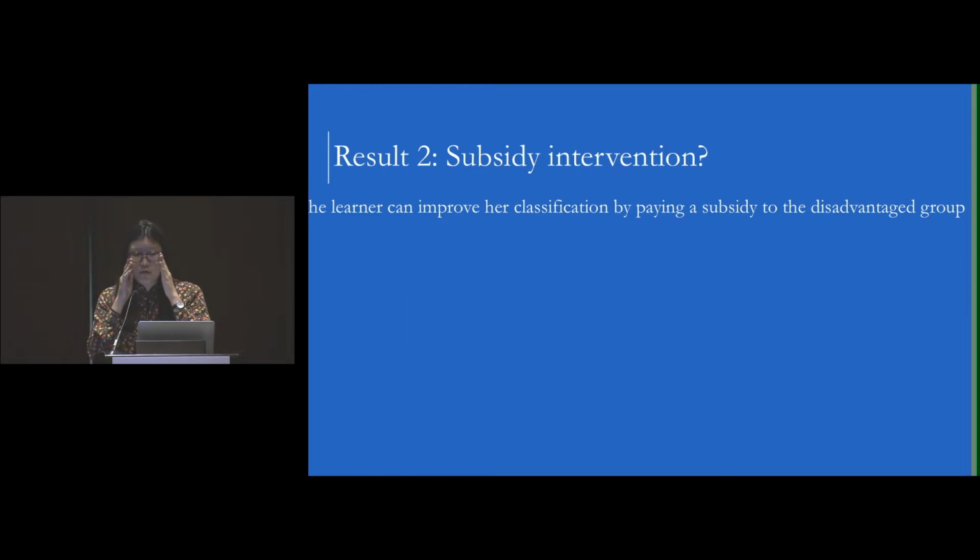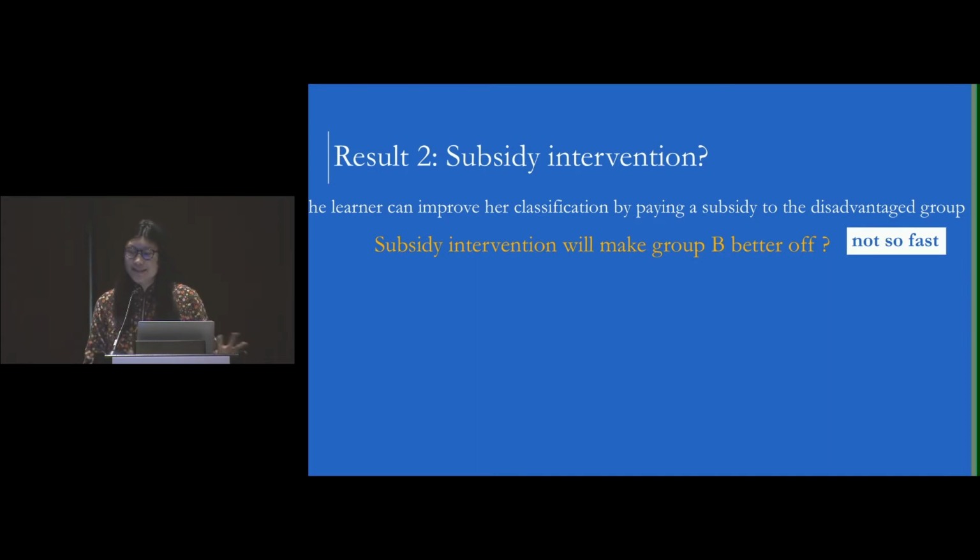So we want to ask a second question and say, if the main problem here is that a particular group has differential access to particular resources to manipulate their features in a classification scheme, it must be the case that if we pay a subsidy to that group, if we lower their costs, that ought to improve their outcomes, right? That was our hypothesis anyway. So we said, okay, if someone offers a subsidy to these candidates, surely they're going to be made better off. Well, it turns out not so fast.